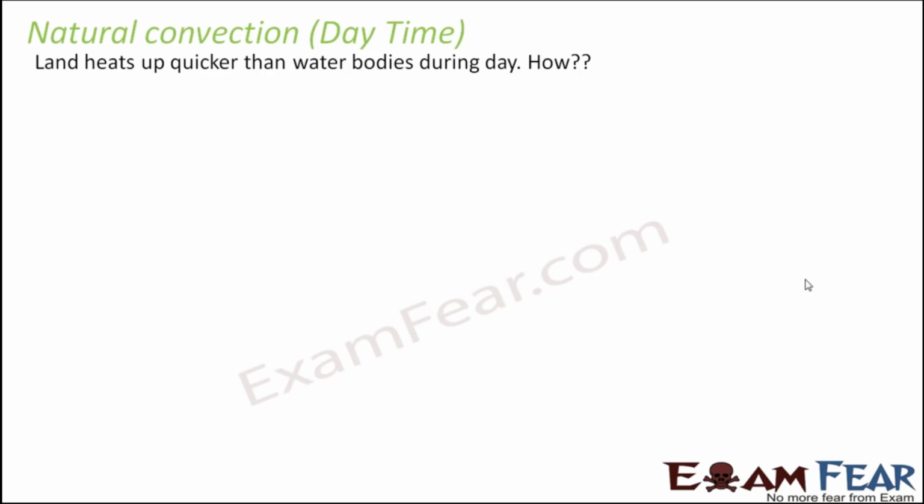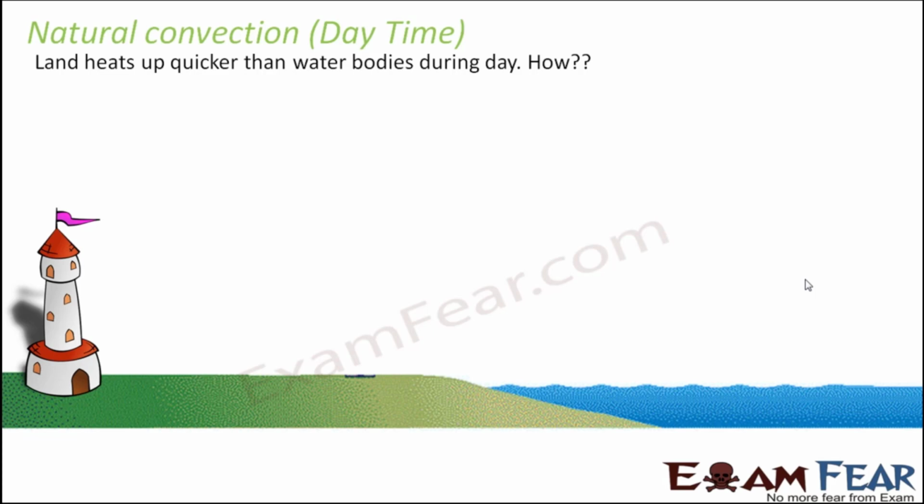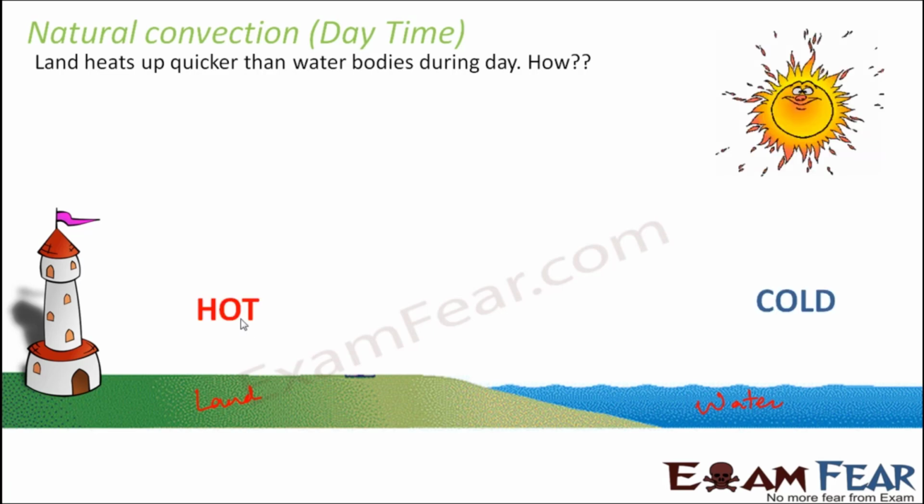So during the daytime, due to the presence of the sun, the land heats up more quickly when compared to the water body. So this is land and this is the water body. Okay, so land gets heated up more quickly. Now what happens when the land becomes hotter quickly? When the land is hotter, the hot air is present somewhere here, right? So during daytime, this is hot and this is cold.